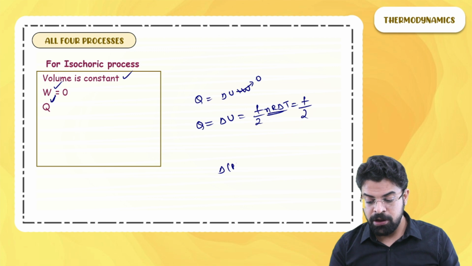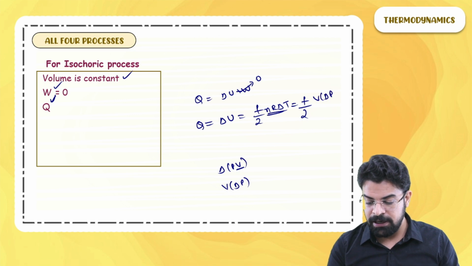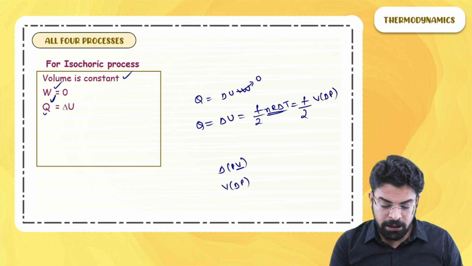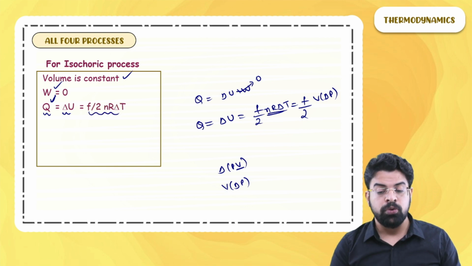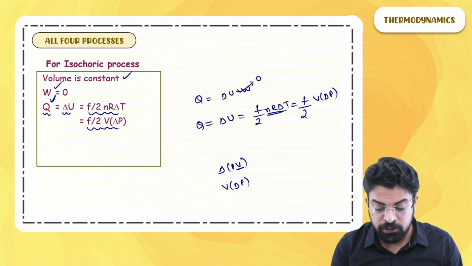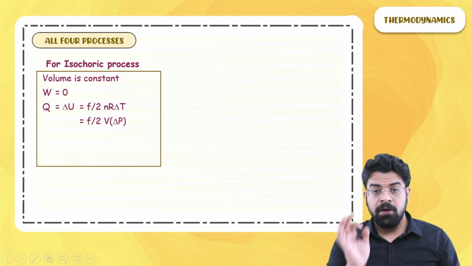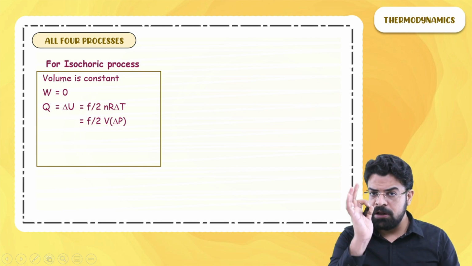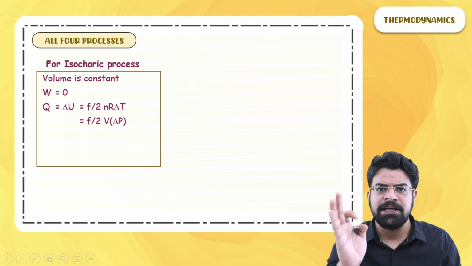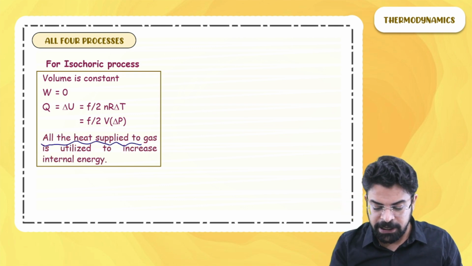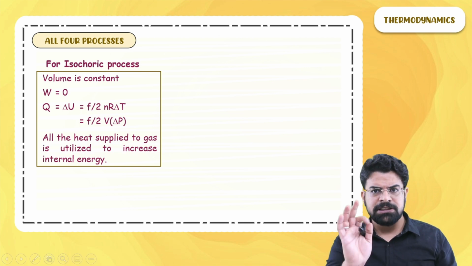For an isochoric process, since volume is constant, we can write V times delta P. So heat given equals change in internal energy equals f/2 nR delta T equals f/2 times V delta P. In an isochoric process, all the heat supplied to the gas is utilized in increasing the internal energy of the gas. This is the first process we learned.